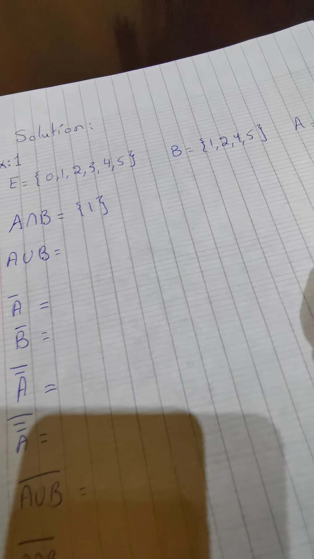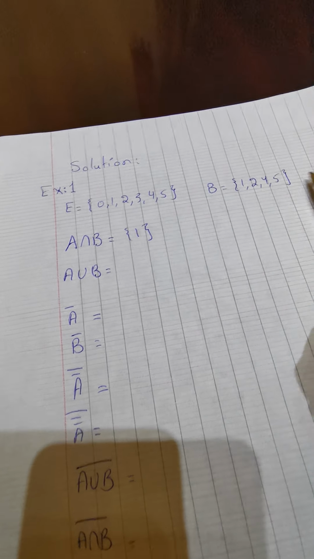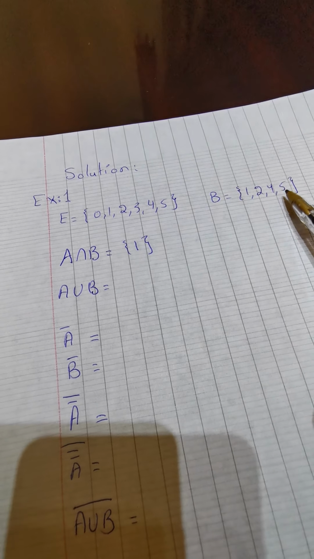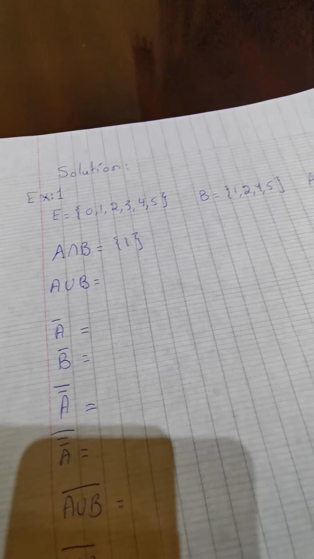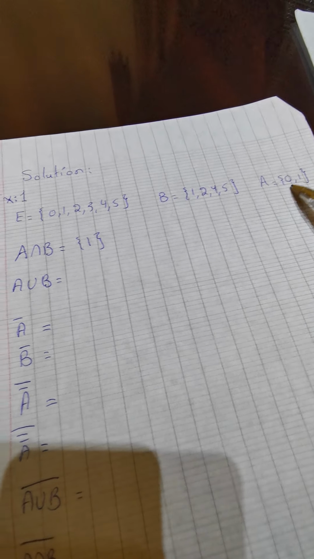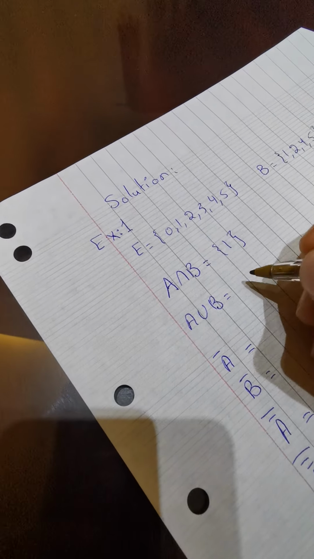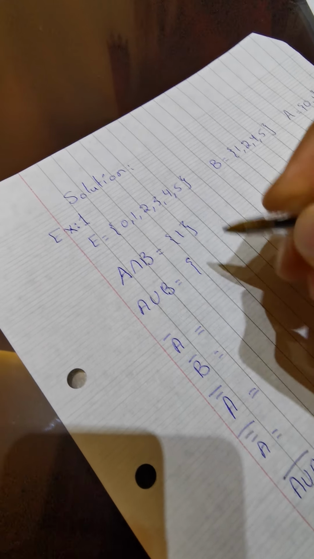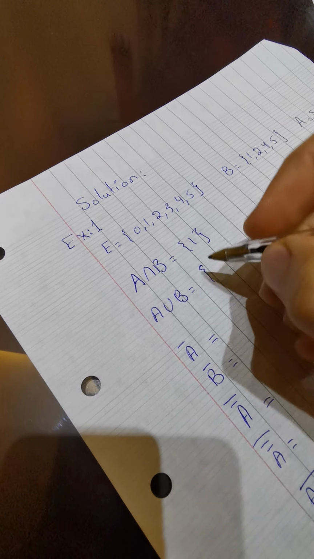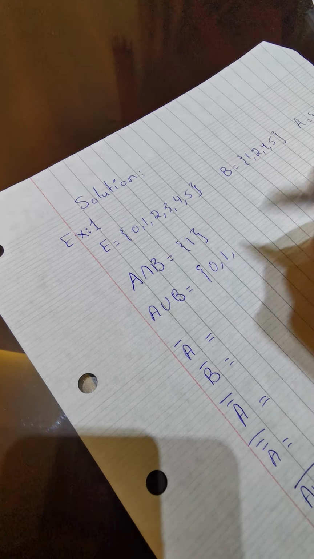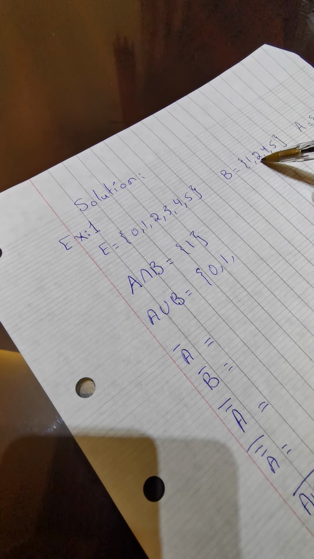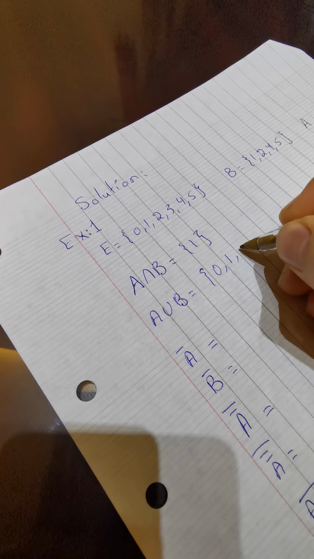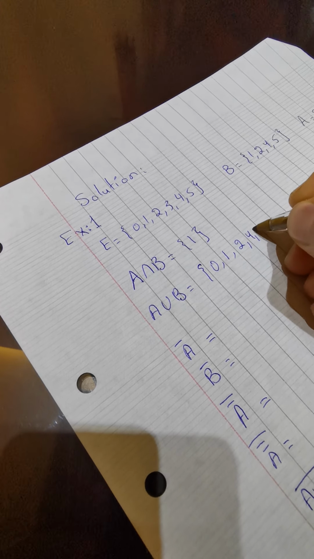But for A union B, we said that in the union we take all the elements in A and in B, but we take the repeated elements only one time. So you start by writing all the elements in A: open a curly bracket, then put the elements of A, which are 0, 1, then complete with the elements of B, which are 1, 2, 4, 5. Here 1 we already wrote, so we cannot write it again, so we complete with 2, 4, and 5.